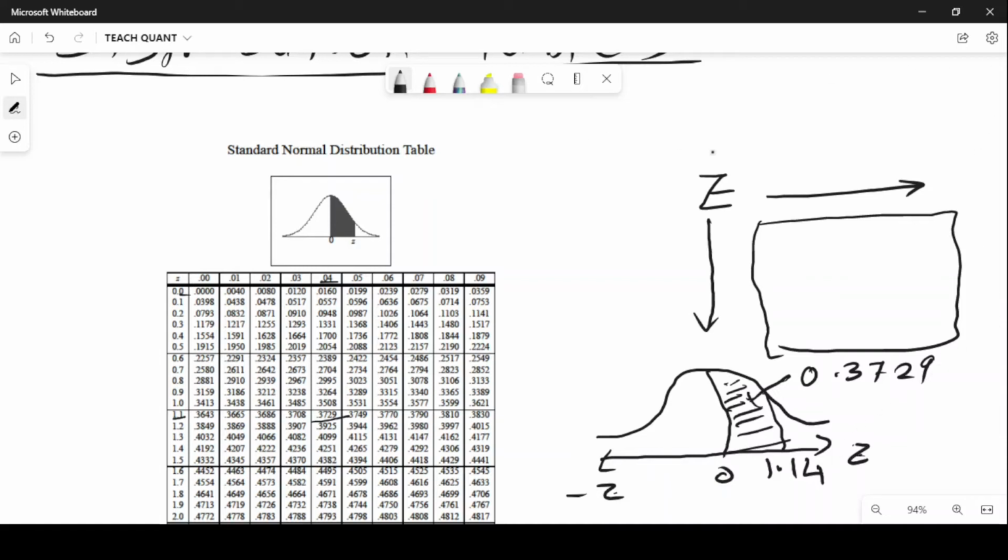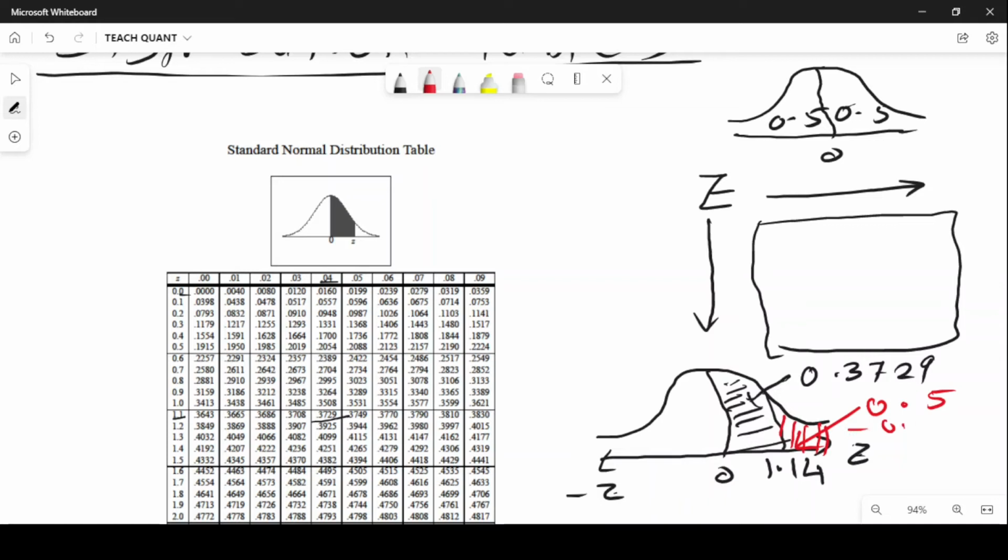The other thing I've not mentioned is that for a normal distribution curve, because of symmetry, we take this side to be 0.5, and this is 0.5. So technically, if I know this part, then this other part that I'm shading with a different color, the red part, will basically be 0.5 minus 0.3729. And that will give me this part, because one end, all of it is 0.5. And if I know a portion of it, I'll be able to get the equivalent part.